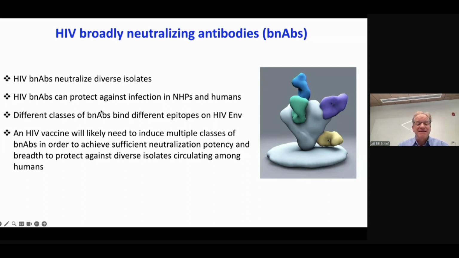Different classes of broadly neutralizing antibodies bind to different epitopes on the HIV spike. And because the HIV isolates are so diverse, we're pretty sure that an HIV vaccine will need to induce multiple classes of BNAbs in order to achieve sufficient neutralization, potency, and breadth to protect against diverse isolates circulating among humans.